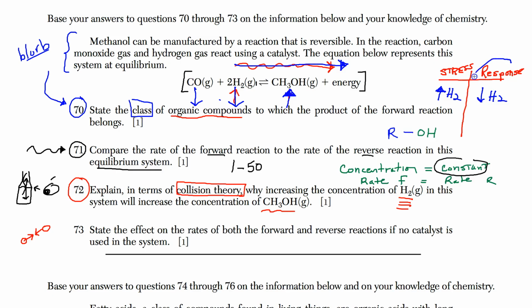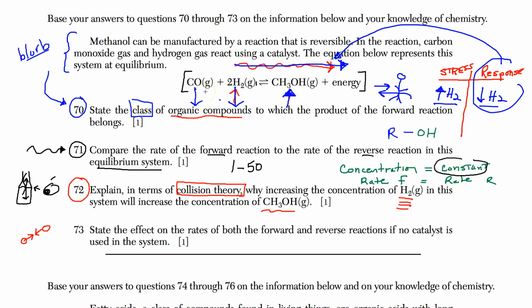So the response is the reaction shifting. And why does it want to do that? Why does it do the opposite? Well, if I push on you one way, won't you fall over unless you push back the opposite way? So a reaction wants to regain its balance. It always does the opposite. And its response is either to go faster to the right or faster to the left. That's what a shift is.